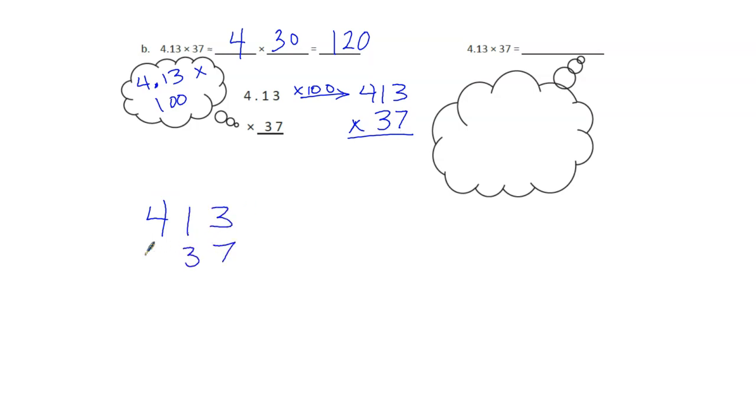times 37. Well, first I'm going to distribute my 7 to each one of my digits in my first factor, and then I'm going to take my 3 tens and distribute to each one of my digits in my first factor. So 7 times 3 is 21. I can't put 21 in the ones place, so I'll regroup it as 2 tens. 7 times 1 ten is 7 tens plus 2 tens, 9 tens. Then 7 times 4 hundreds is 28 hundreds, which is 2,800.